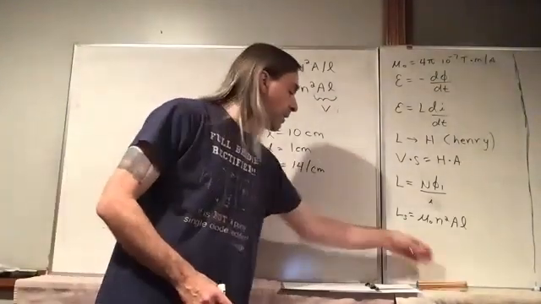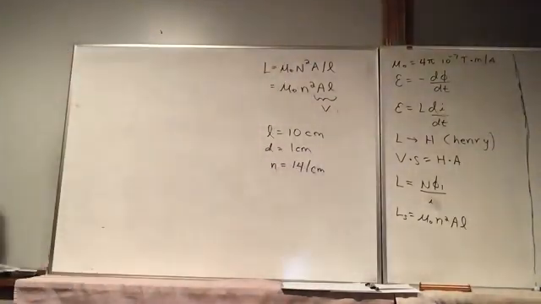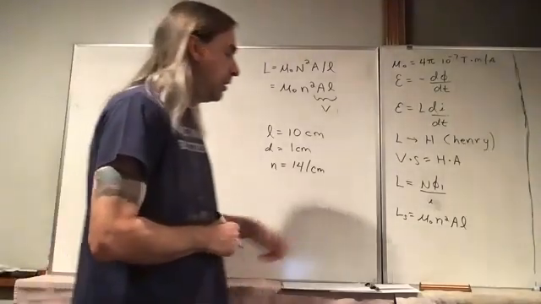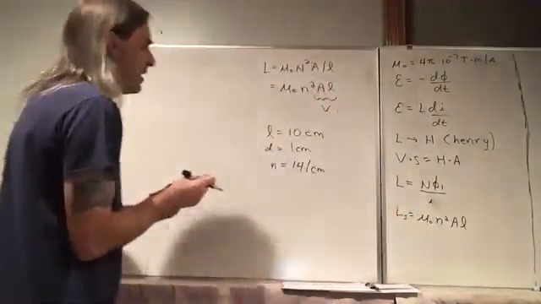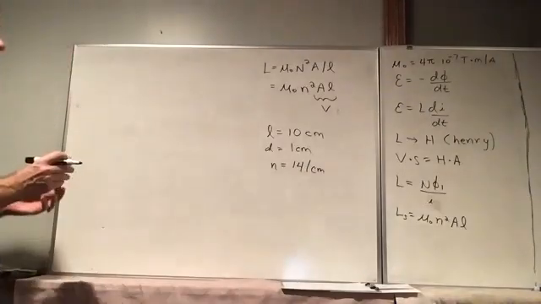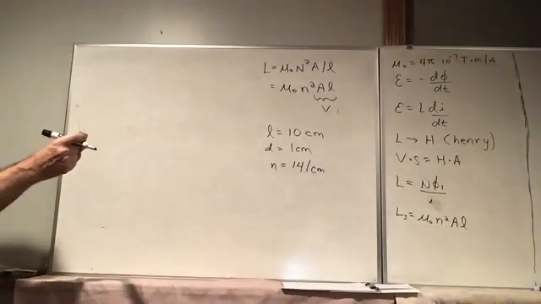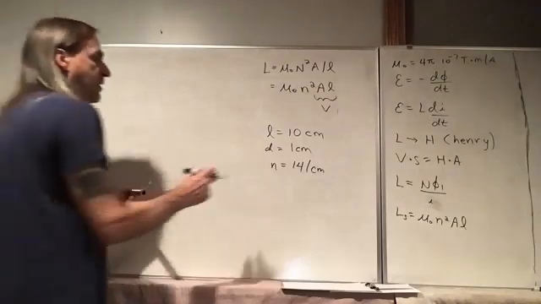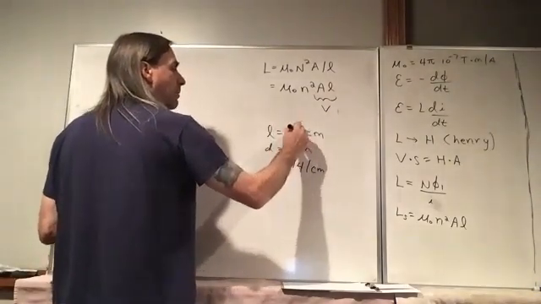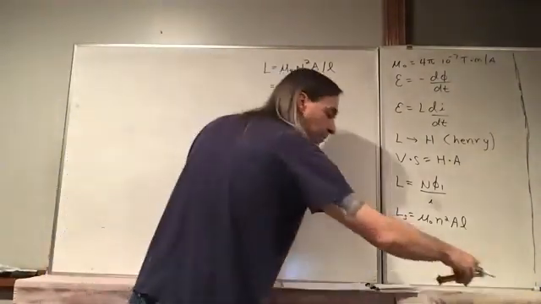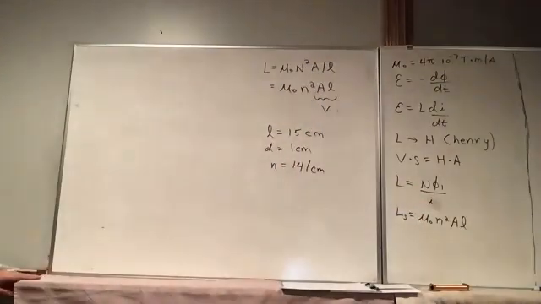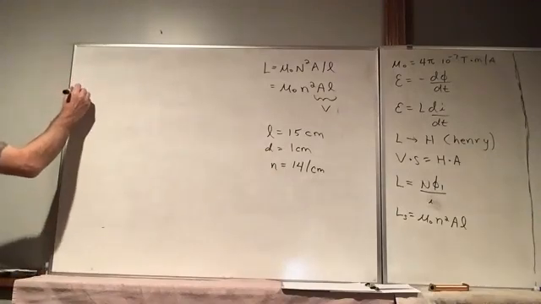So let's find the inductance of this solenoid. I think it's a little longer. 10 centimeters, that's 4 inches, and this is more than that. Let's say 15 centimeters. That seems fairly reasonable. So let's find the inductance. And really, it's just a matter of plugging things in and getting the units to work out.